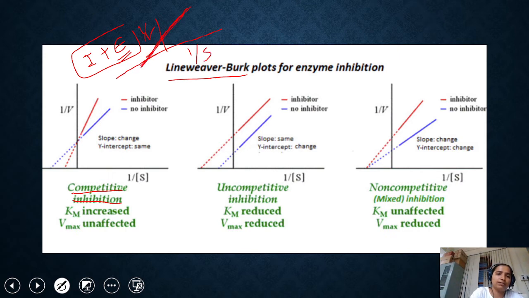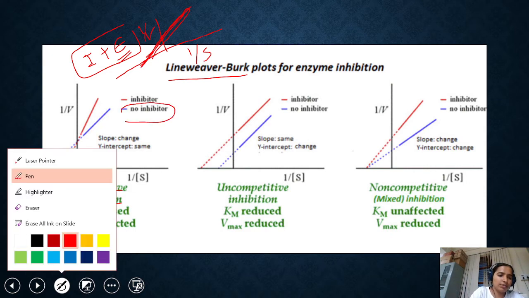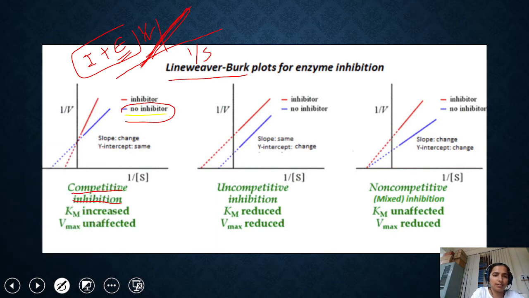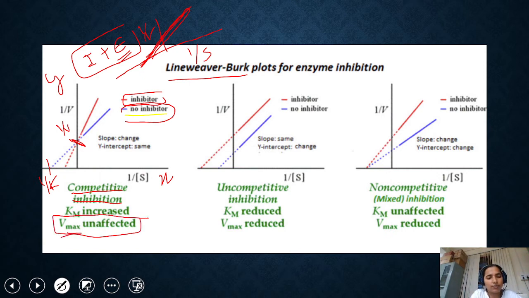Suppose the blue curve in the given figure is for the non-inhibitor case, meaning when no inhibitor is used, this is the curve. Where it cuts the y-axis, it gives 1/Vmax, and similarly on the x-axis it gives -1/Km. So what is happening when the inhibitor is used? With the inhibitor, this red line will come. Vmax remains unaffected, because it is cutting at the same point on the y-axis, so it will not change the Vmax of the reaction.